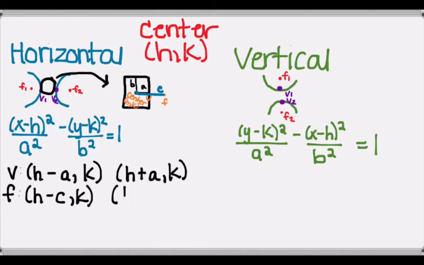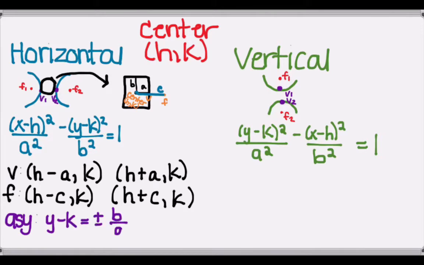The foci are located at (h minus c, k) and (h plus c, k). So same idea, from the center you add c and subtract c from the x value. And finally, the asymptotes can be written as y minus k is equal to plus or minus b over a times (x minus h). And the asymptotes are used to determine the shape of the hyperbola, essentially how wide it opens.